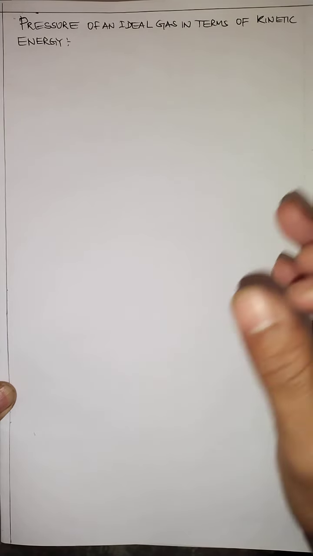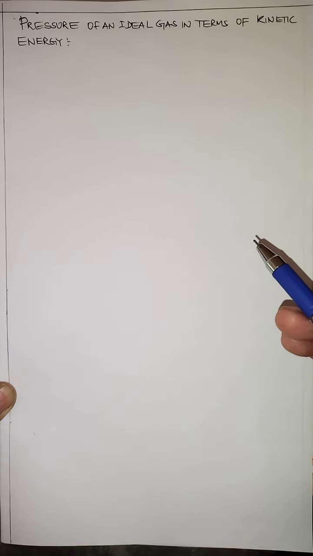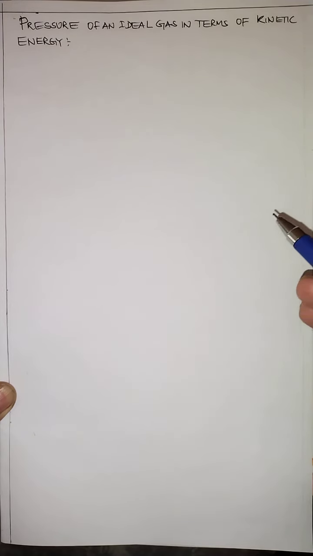Because you know that when we take the molecules of an ideal gas, these molecules are always in a state of motion. Due to this motion, the molecules collide with the wall of the container, and they exert a force. Due to that force on a given area, they exert pressure. That's why the pressure can be measured in terms of the kinetic energy of the gas.